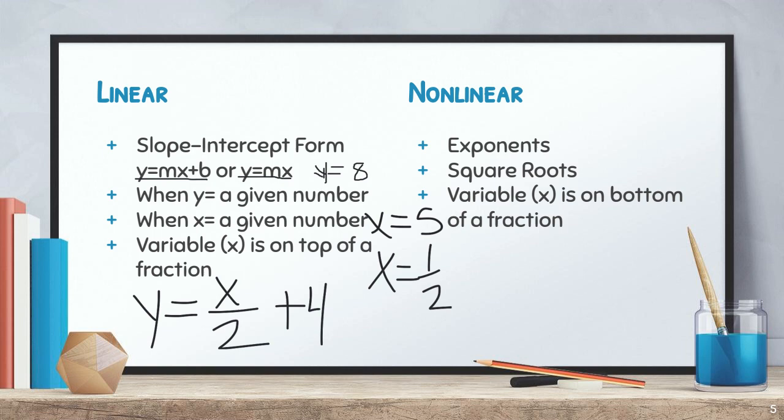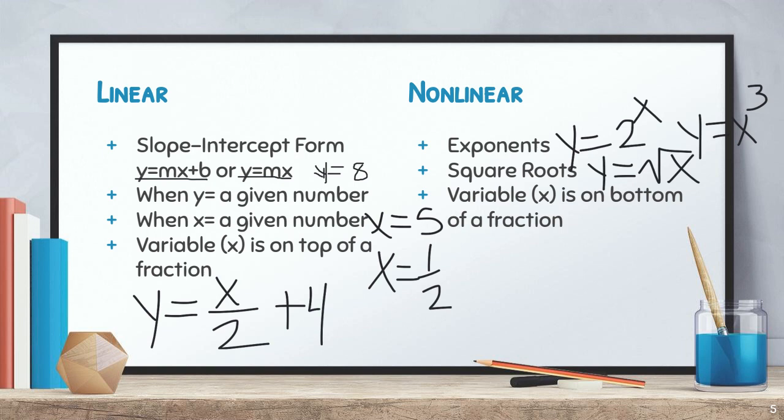Now let's talk about nonlinear. If you see an exponent, it doesn't matter where the exponent is. So let's say that we have y equals 2 to the power of x, that is nonlinear. Let's say that we have y equals x to the third power. Anytime you see an exponent, it doesn't matter where it's at, it is going to be nonlinear. If you see a square root, let's say y equals the square root of x, if you see the square root, it is nonlinear.